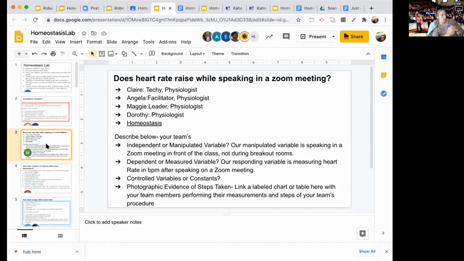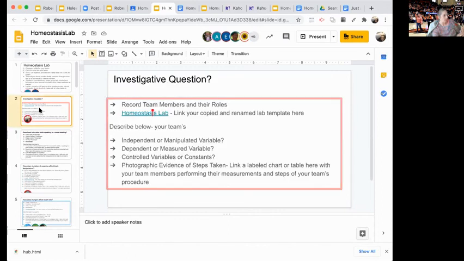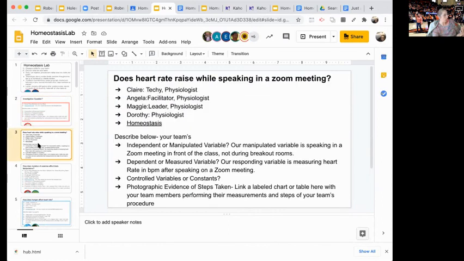Okay, so if someone joins your team and you didn't have 4 people, then figure out what roles they're going to do and how they can contribute and work together. Any questions about that?